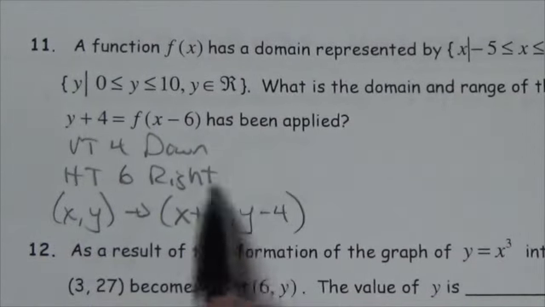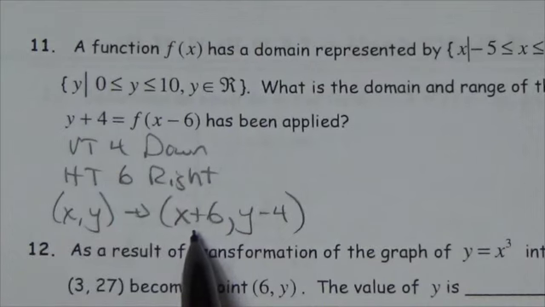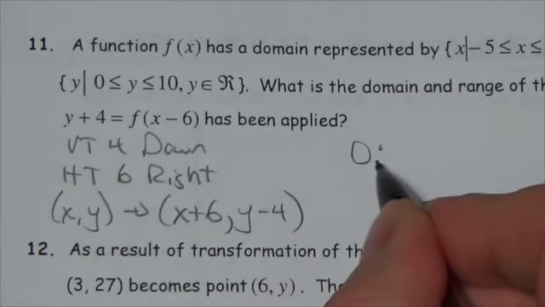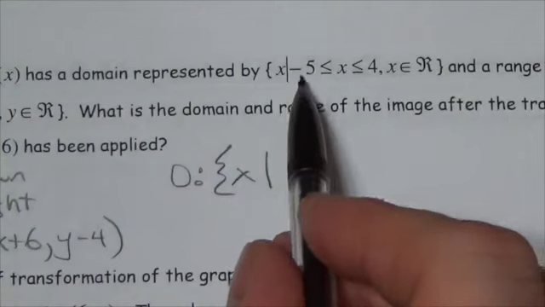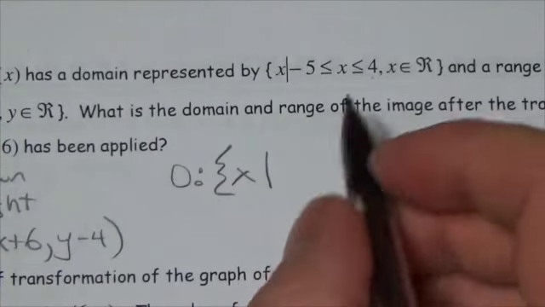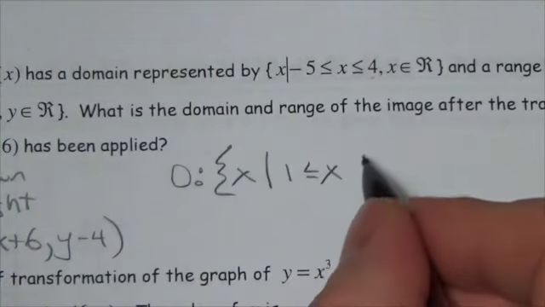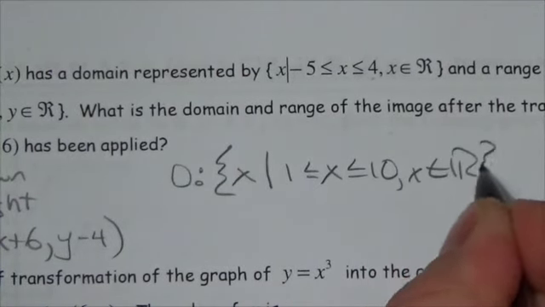Now, I know that this translation right here, 6 to the right, will not affect the range, but it will affect the domain. So my new domain is going to be a set of x values such that, now what I'm going to do is I'm just going to add 6 to the endpoints of my domain here. So negative 5 and 6 is 1, 4 and 6 is 10, where x is an element of the reals.